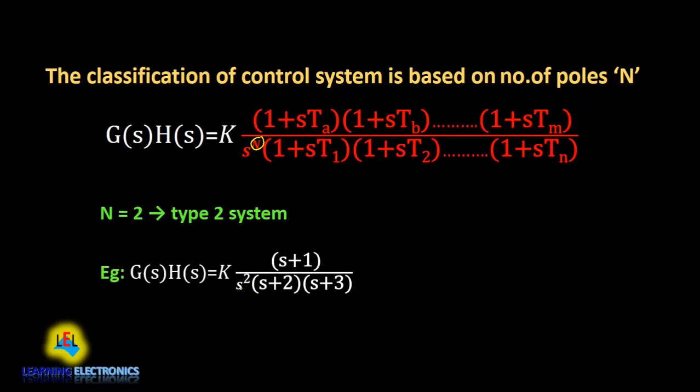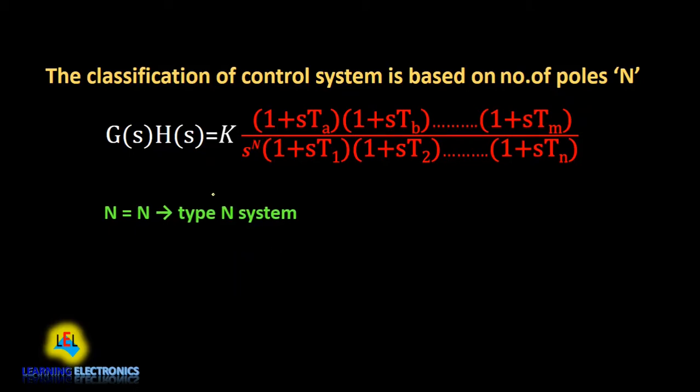Example: G(s)H(s) is equal to K(s+1) divided by s²(s+2)(s+3). So here we can see that the power of the single s is 2. That means the type of the system is 2. Similarly, we can find the type N system when the power is N.